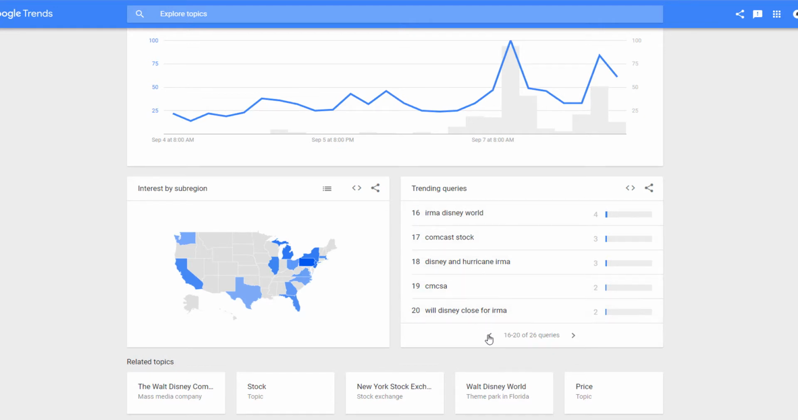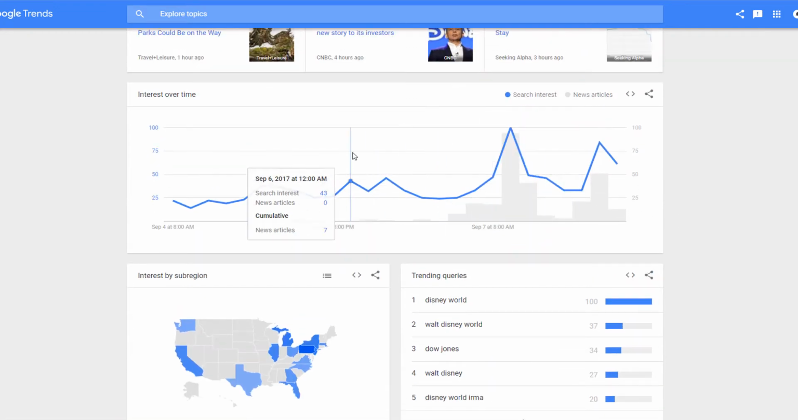And you can also see just how popular each of these subjects is. So the most popular search right now is at 100, Disney World. So Walt Disney World, that's about 37 out of the 100, so a third. So there's a lot less people searching for this, but it's still very popular.